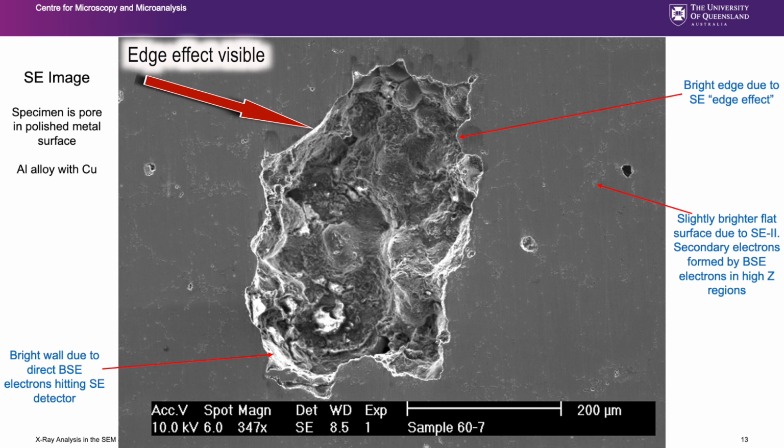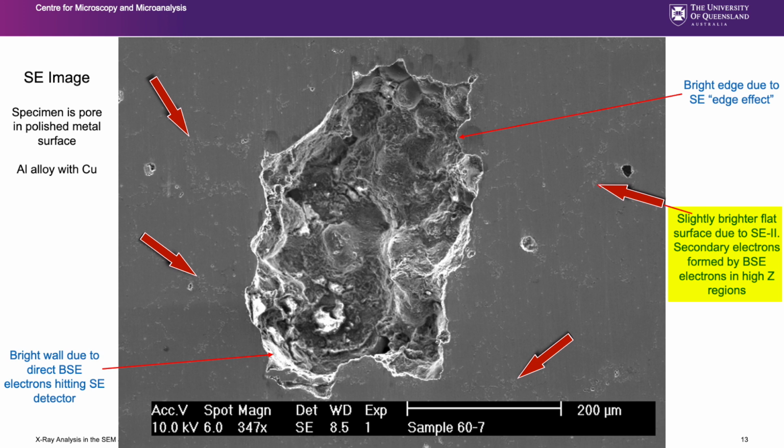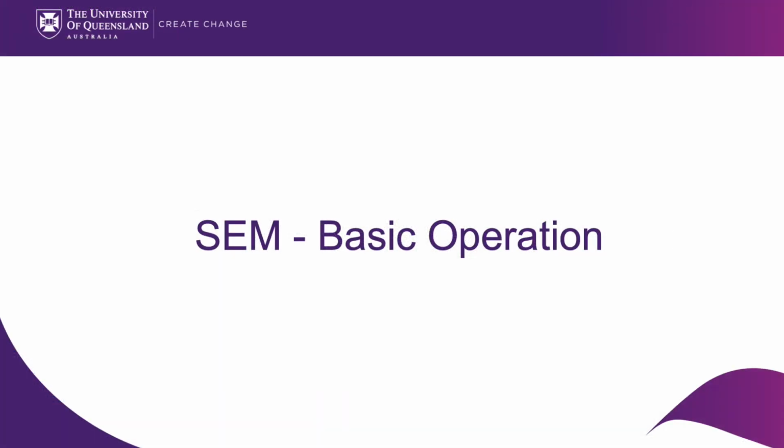You can also notice in regions that we know to be copper rich because of our backscatter image, in secondary it's slightly brighter grey, just a little bit. That's the copper-rich region producing more SE type 2s from the backscatter beam. So you don't often see SE type 2s directly, but you will on a polished surface when there is ample Z contrast there. Let's now move on to basic SEM operation.